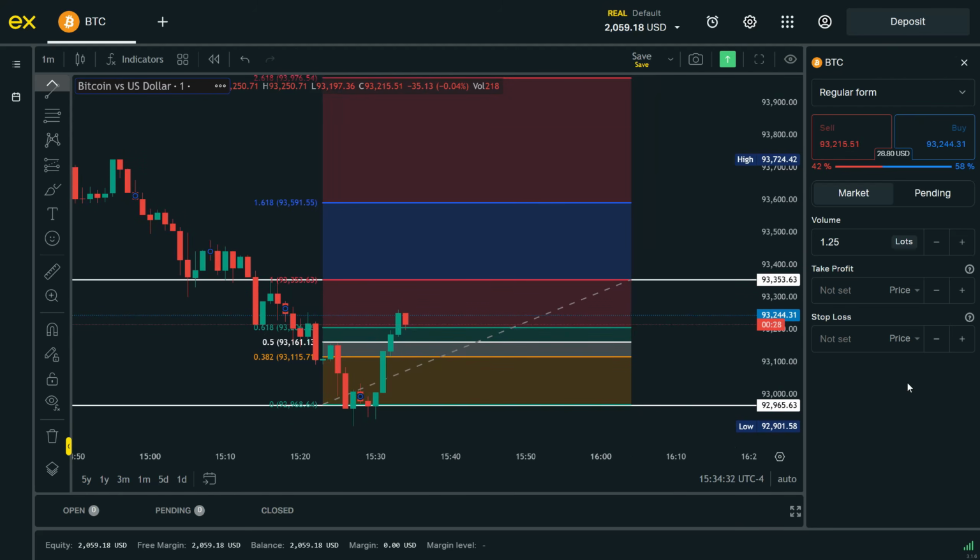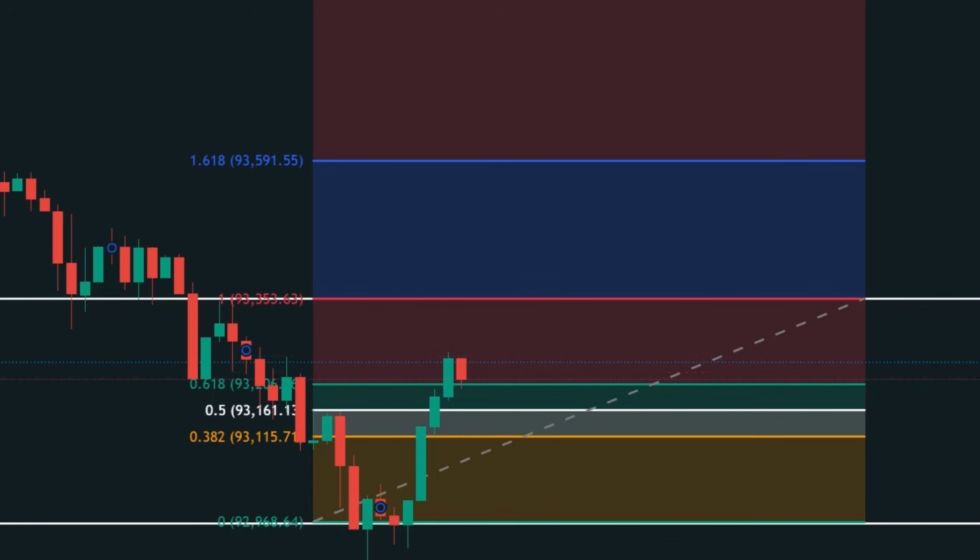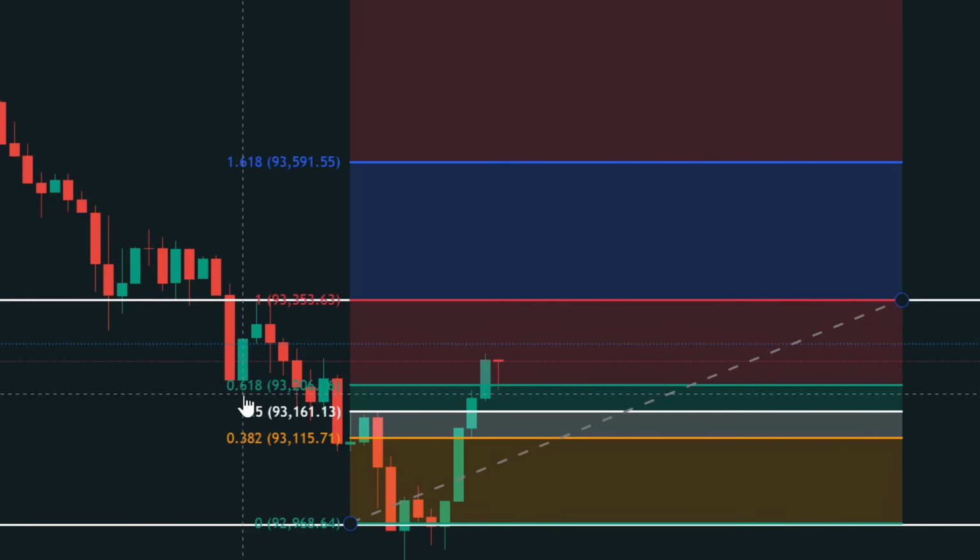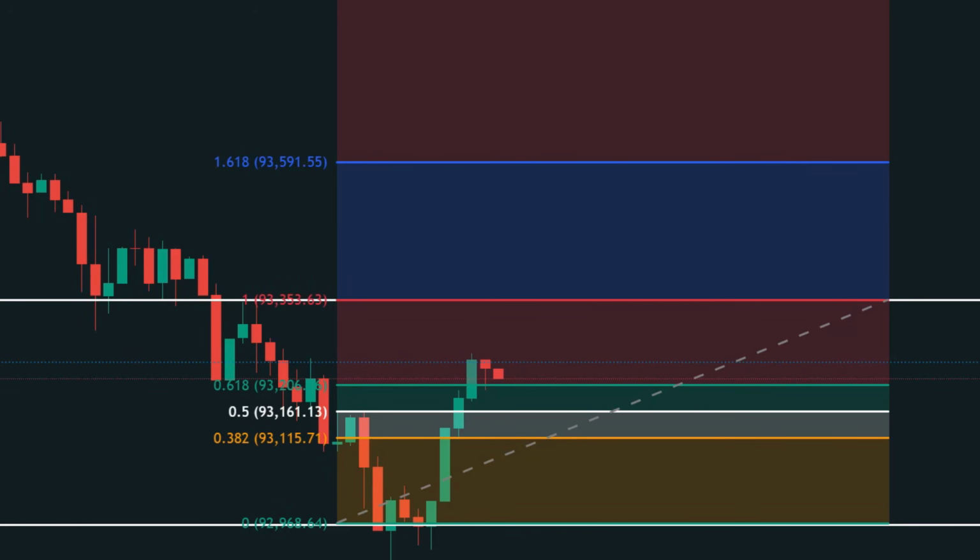Because each of them has a special role in how price reacts. 0.382 and 0.618 are classic retracement zones, perfect for identifying pullbacks and bounce areas. 0.5 is a psychological level where the market often pauses or flips. 1.0 acts like a boundary. If price breaks it, something bigger may be brewing. And 1.618, that's your golden extension level, perfect for targeting breakouts or trend continuation setups.